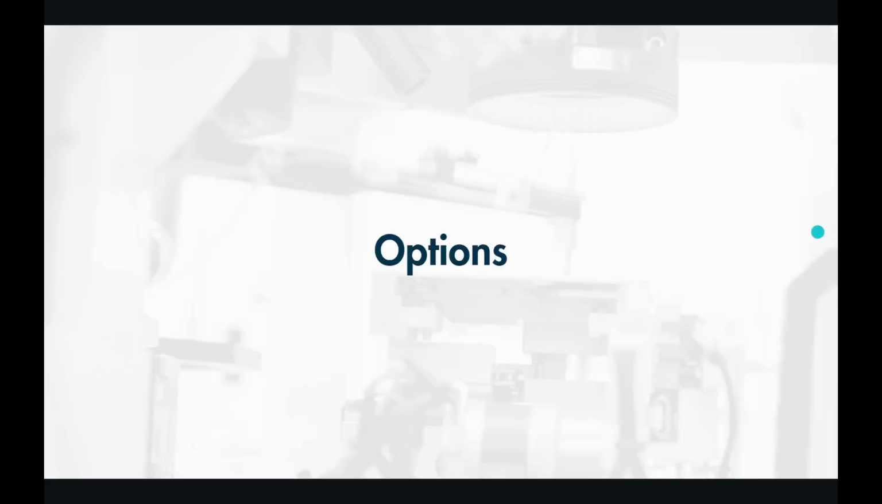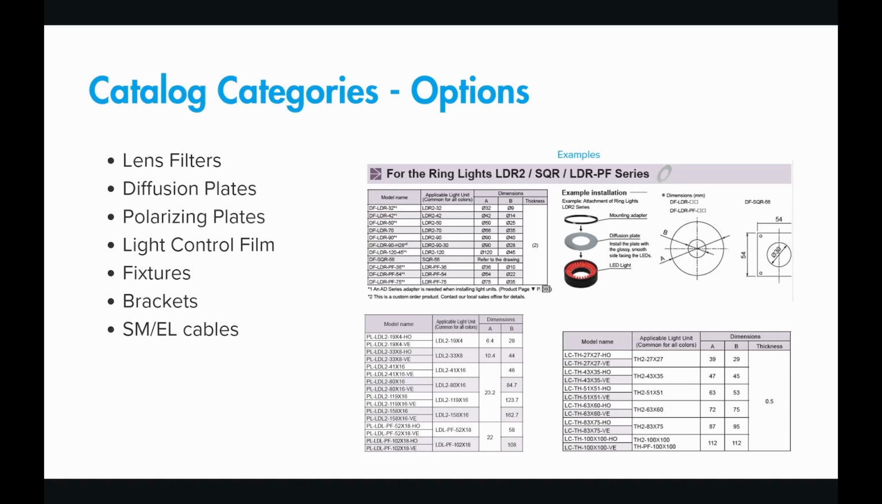Next is the options. So this is kind of already listed in the product pages, but the options portion in the back of the catalog just goes a little bit more in depth. So it goes through lens filters, the diffusion plates that are available, polarizing plates like control film, fixtures, brackets, cables. One thing to kind of note is, you'll pick the product that you have, and then this will be the model name that you need to go with.